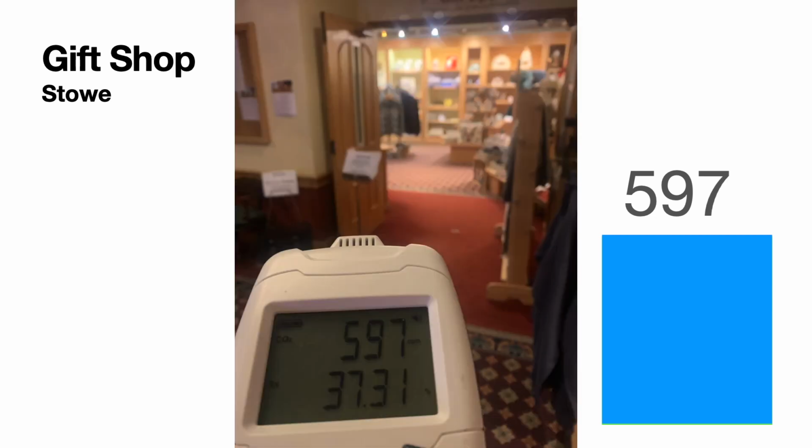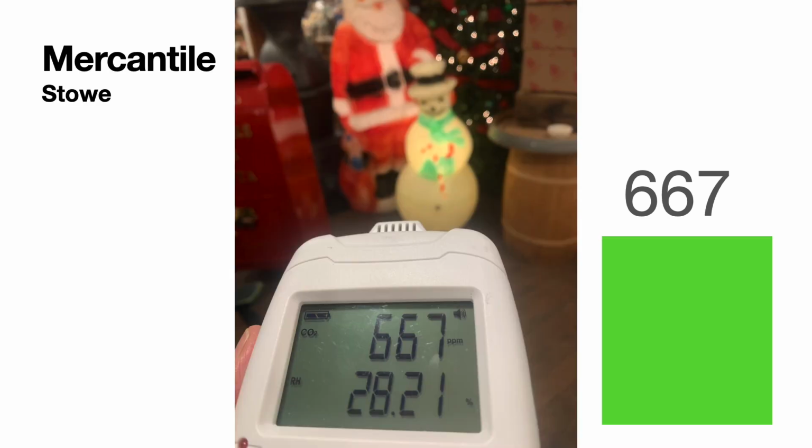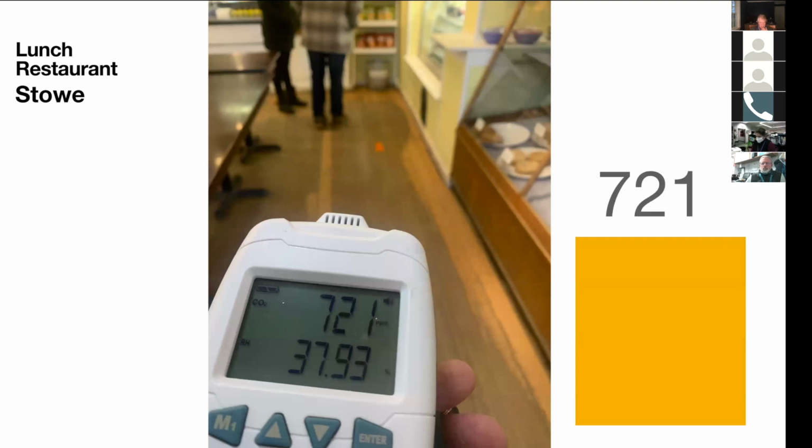Fantastic air. Here's a gift shop at 597. This is the aerobics part of the swimming hole. And I work out there with confidence with a mask on because it's good air quality. Mercantile, still pretty good. Another restaurant in Stowe, moving up. A bar in Stowe, still pretty good. A chocolate shop, lunch.